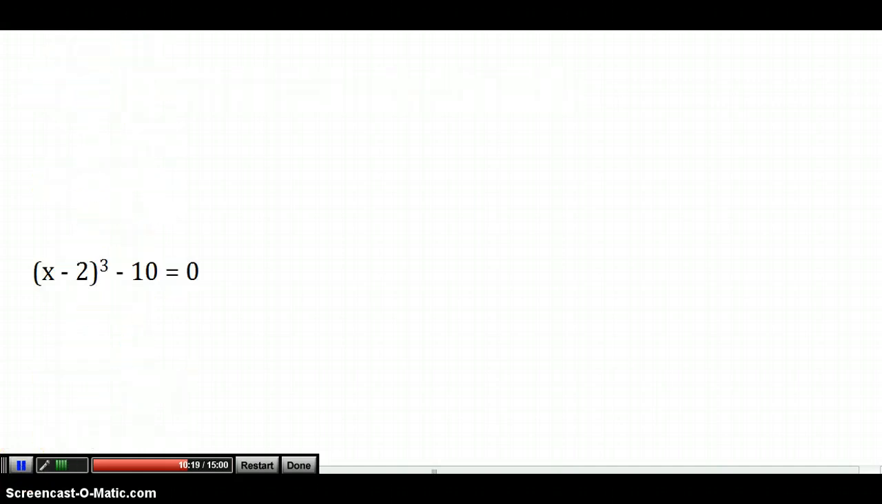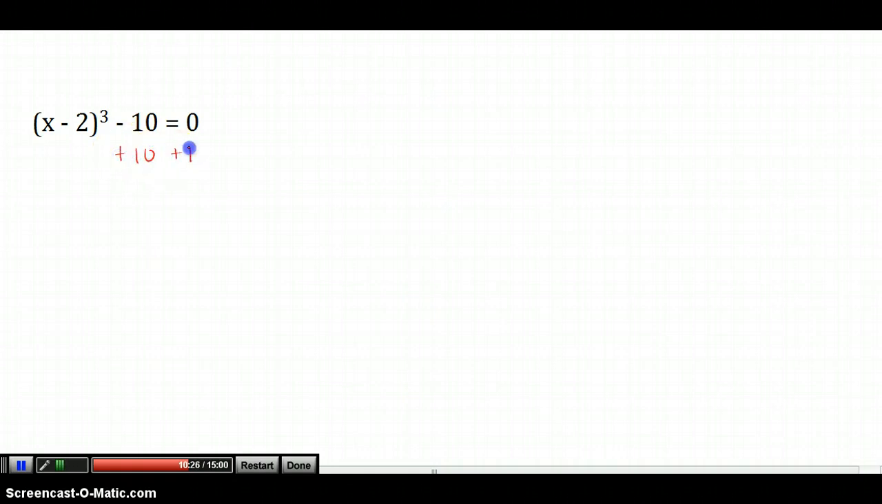I have one last example for you. Again, we're solving for x, so we want the x all by itself. Add the 10 to the other side. We have x minus 2 all to the power of 3 equals 10. Now, once you get to this step, you have something to the third power. To get rid of that third power, now instead of taking the square root, we're not dealing with squared, we're dealing with something cubed. So you're going to take the cube root of both sides.